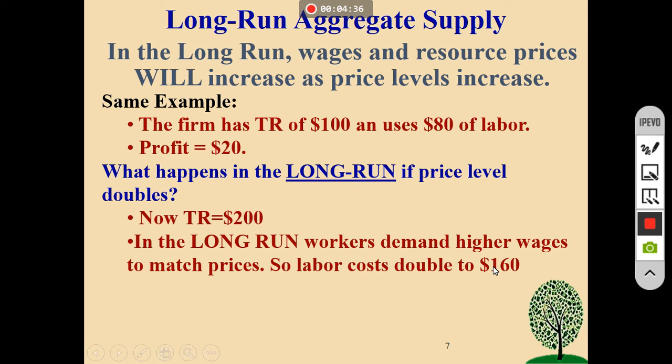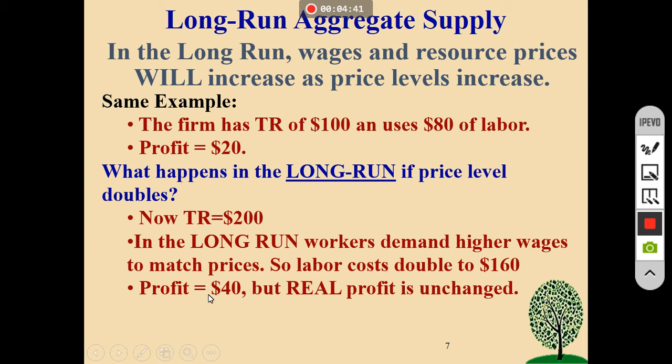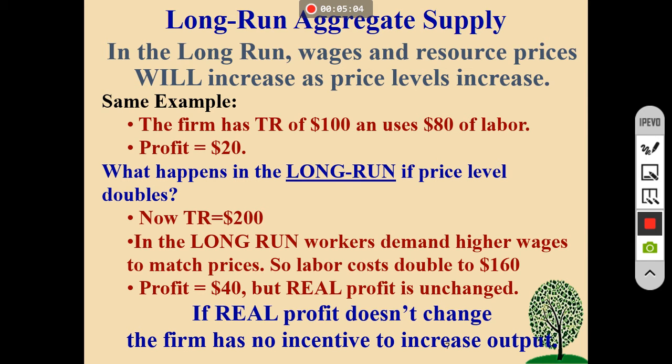So eventually your labor costs are going to double, okay? So now your profit is $40, but the real profit is unchanged, right? Because prices double. So if the prices double, it looks like you doubled your profit, but really nothing changed. It stayed the same, because wages slowly will creep their way back up to keep up with the price level. So if real profits don't change, the firm has no incentive to actually increase output. Therefore, they're not going to produce any more in the long run, right? So it kind of messes with stuff a little bit.